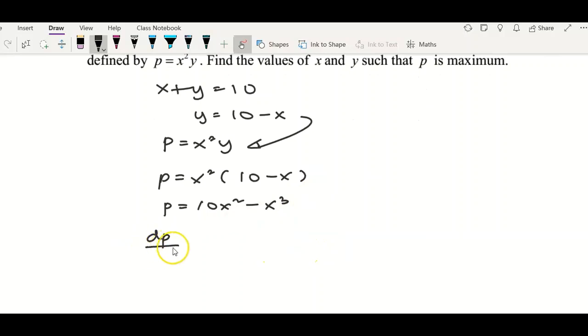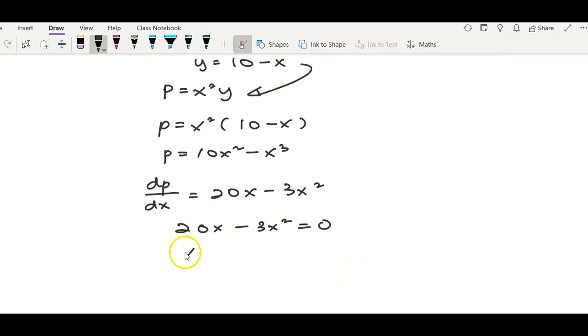Then find your dP/dx. You get 20x minus 3x squared. Then to find the x which makes our P maximum or minimum, we need to let our dP/dx equal 0. So let our dP/dx equal 0. To solve this, I'm going to factor out the x. Factor out the x, you get 20 minus 3x.